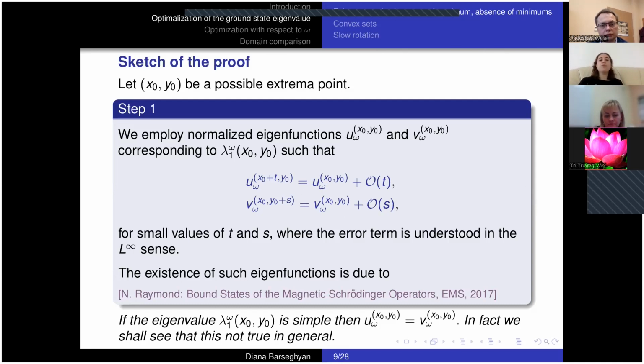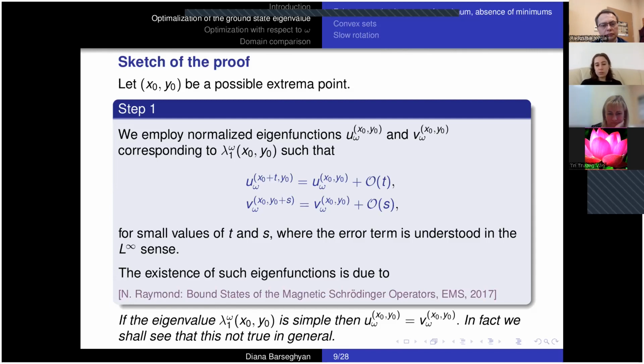There appears one problem to construct that, because since we know that the ground state eigenvalue is simple, then its situation becomes easier. And then you can say that u omega should be equal to v omega. And also the steps become easier. But in our situation, we are not able to guarantee that the ground state eigenvalue is simple.